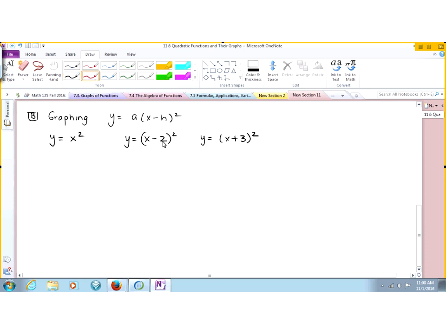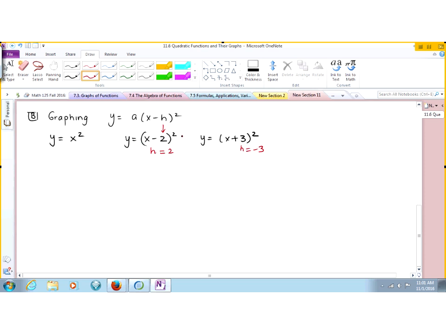Now, can you tell me what is h here? If I write it as y equals x minus h squared, what is h here? Is the number 2, or negative 2? This is important. H is 2. So this is your h. Now, if y equals x plus 3, what is your h here?